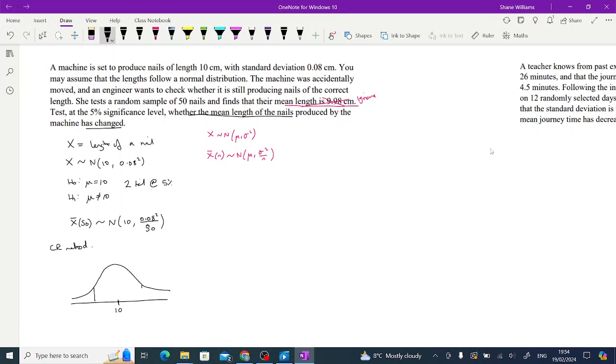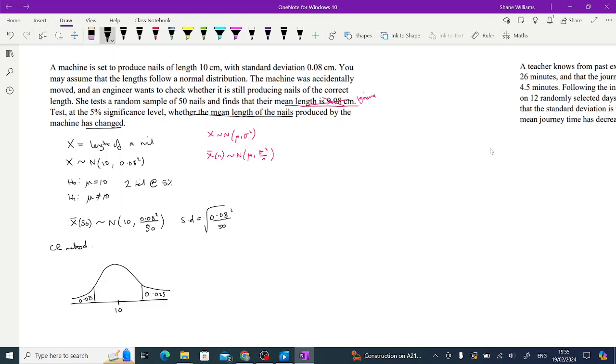So this is a two-tail 5%. So I want the lower tail to be 2.5% and the upper tail to be 2.5%. Don't need to write any working out really now. I'm just going to use my calculator, inverse normal with 0.025, a mean of 10 and a standard deviation of the square root of 0.8 squared over 50.